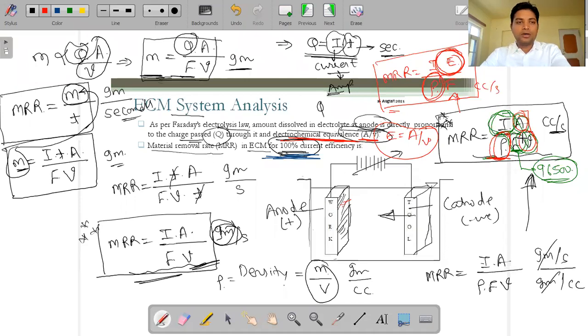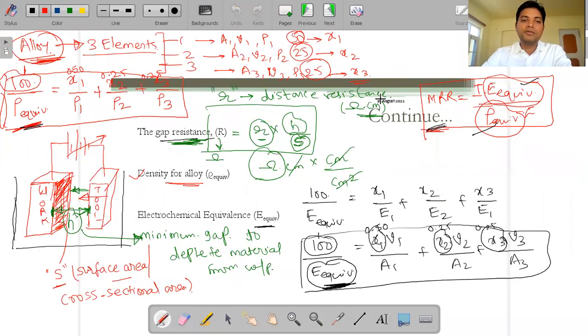So let's talk about the alloy. If we are taking an alloy, then what will happen? This A by V ratio will change, and the density will also change. So how will we calculate that density? If there are three elements in the combination for the alloy, then we can consider A1 V1, the atomic weight and valency for the first element, then the second element, third element, like that. And the densities are rho 1, rho 2 and rho 3.